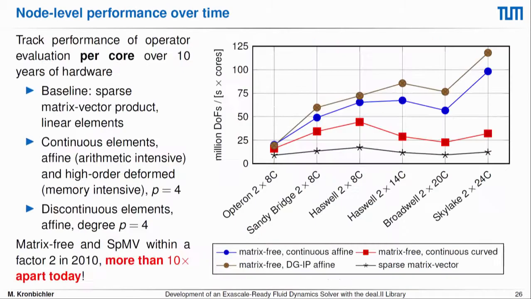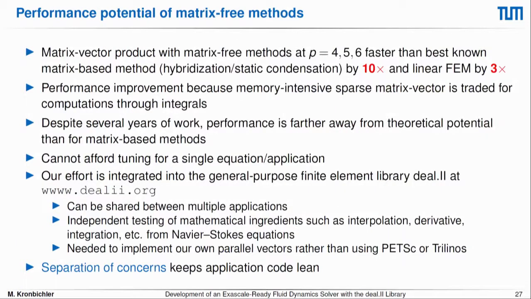So you could say that, even though we skip this one here, matrix-free is really something which is faster than the best matrix-based methods by a big integer factor. And the improvement is because I go away from a memory-limited algorithm to something where I can compute more. That's kind of what the hardware is delivering to me. However, even though I've spent many years on this project, we're still far away from the performance limits compared to the other one.